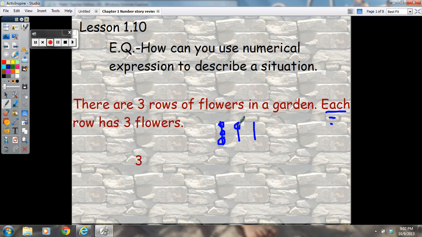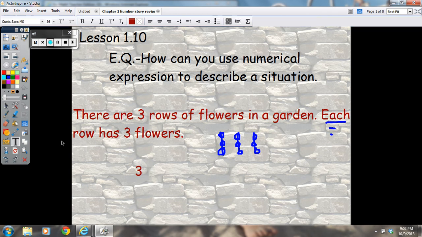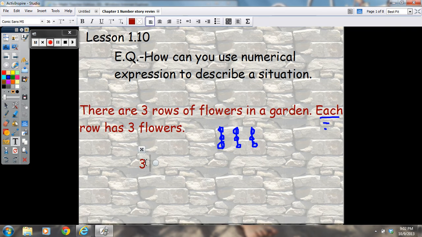So what we're going to have to do, if we're combining groups, when we combine groups, that's going to be a form of multiplying. So if we have this 3, and 3 rows of flowers, we're going to have to multiply that by 3 to figure out how many flowers they would have total. So I have 3 rows of flowers in the garden, each row has 3 flowers. This would be 3 times 3 because we're combining the groups of 3 in this situation.